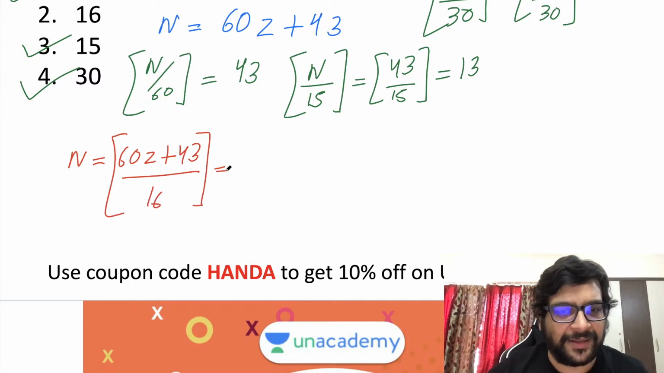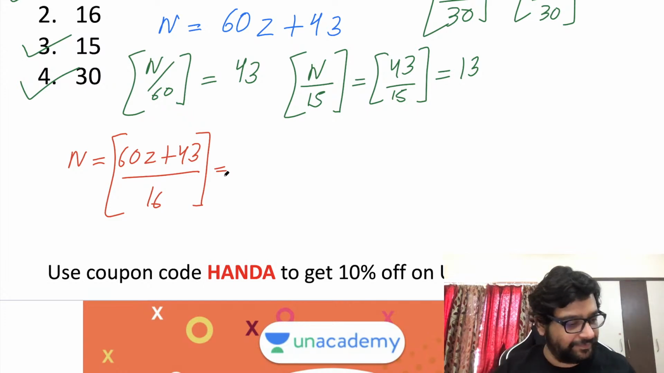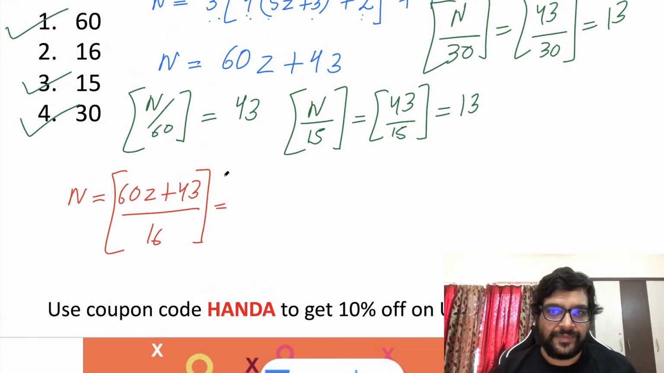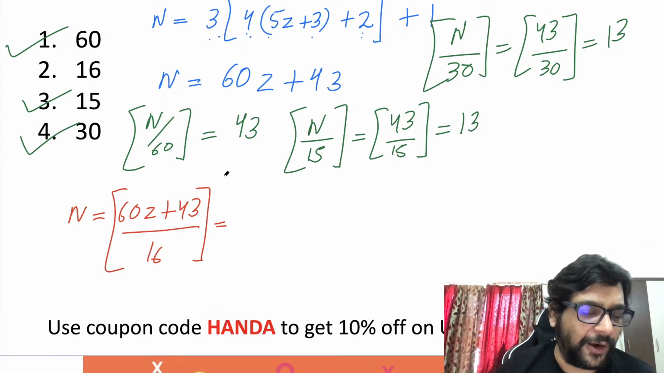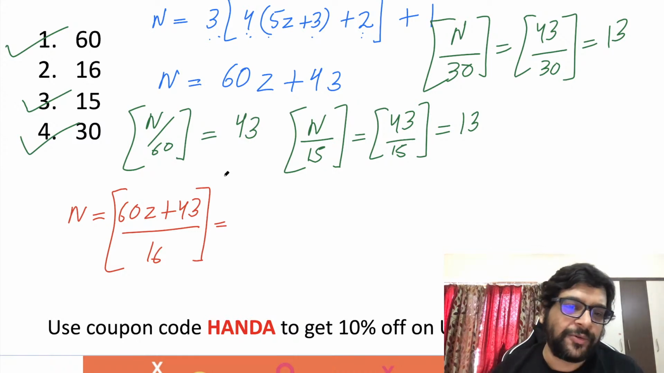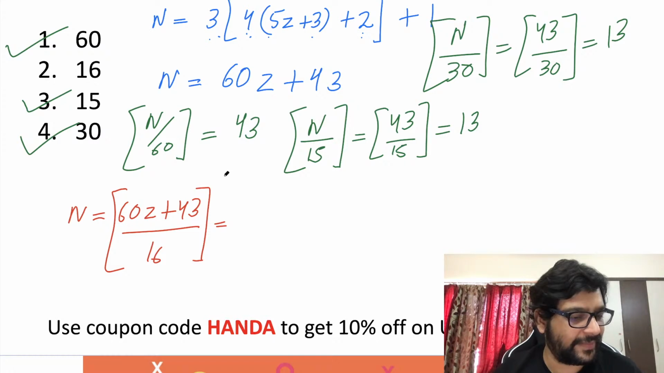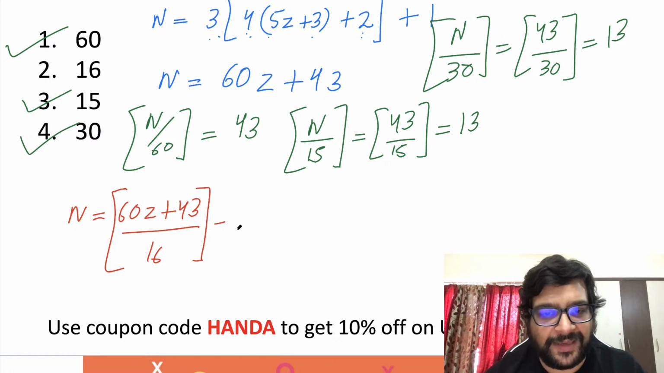How are you going to calculate this? I think 43, 13, and 13 everyone is okay with. How will you do it in case of 16? For 16, you will not get a unique answer.